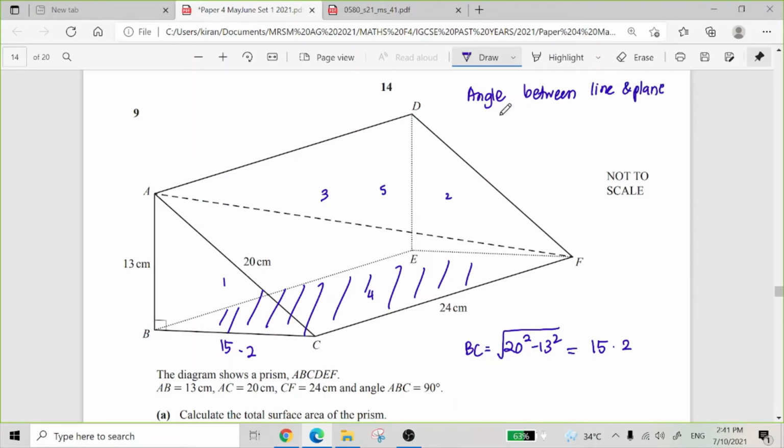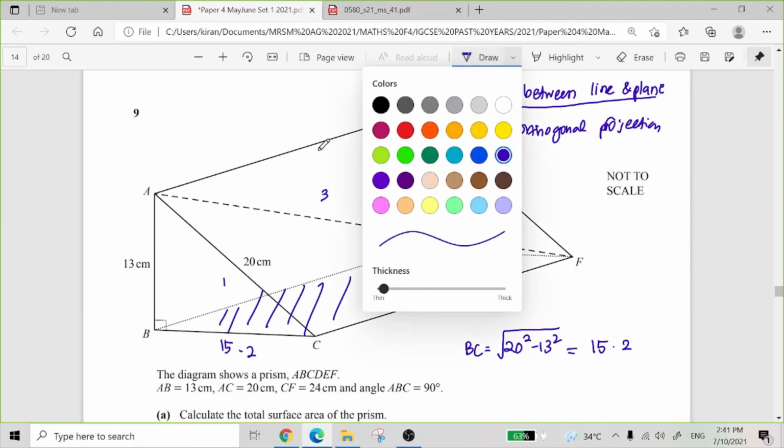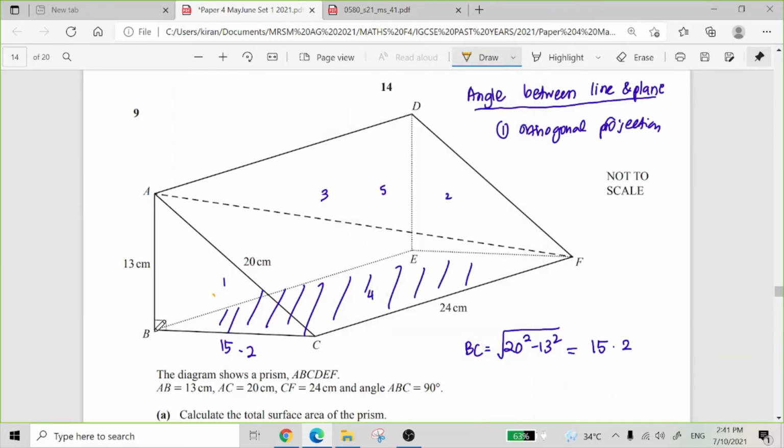So the first thing is we find where the line itself is and the orthogonal projection. What is orthogonal projection? Okay, this is the line AF. We imagine if we drop this line on the plane, where it would be located. If I drop the line AF on the plane BCFE, it will lie at BF, right? That is the orthogonal projection.